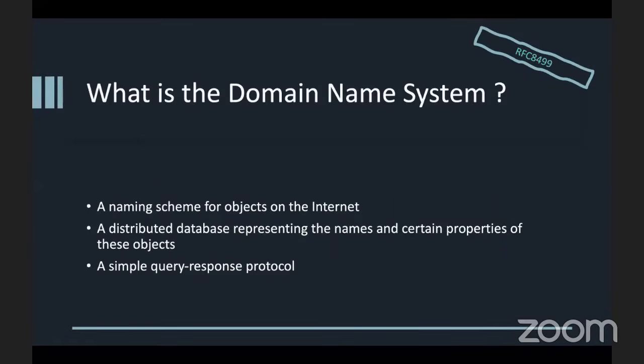So before we move on, what is the DNS itself? You can have several definitions, but I just put at the top here one RFC, which is a new one. It was written in January 2019, where you have a kind of summarization of everything around the DNS. But the DNS basically can be three things: a naming scheme for objects on the internet, a distributed database representing the names and certain properties of these objects, or the last one, a simple query response protocol. So basically that is it. Most of you, I guess, know the DNS because it can be like a phone book where you store a name and you have the IP. Can be the reverse as well, but not only.